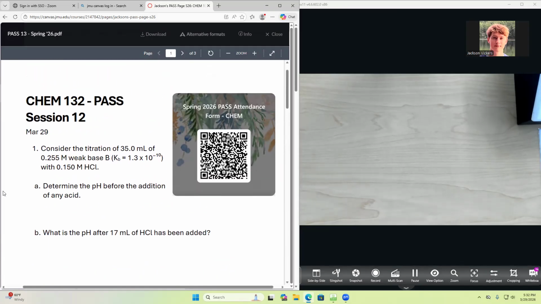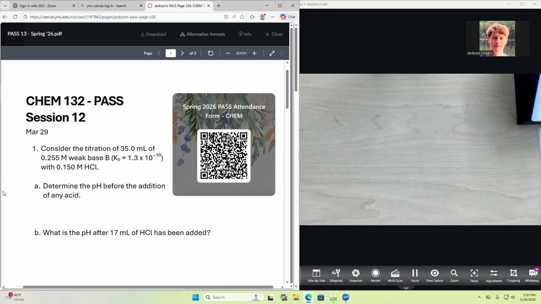But this first one up here, we have a titration where we have 35 milliliters of a weak base. Doesn't matter what it's called. All I said is weak base. And I gave you the KB of it, and then we're titrating it with 0.15 molarity hydrochloric acid. So last week, what we were doing was we were given exact amounts of both of these things. So we would go straight to a BCA table, and then we could use Henderson-Hasselbalch.